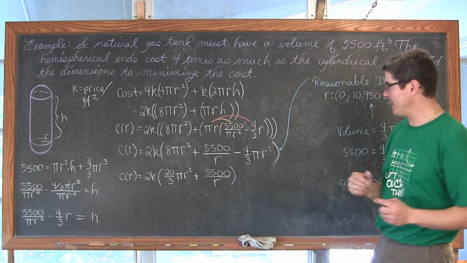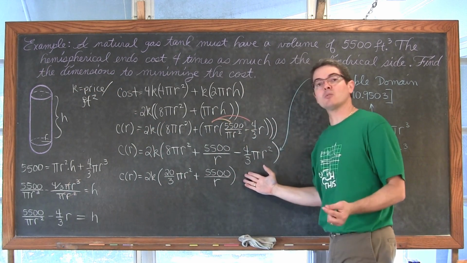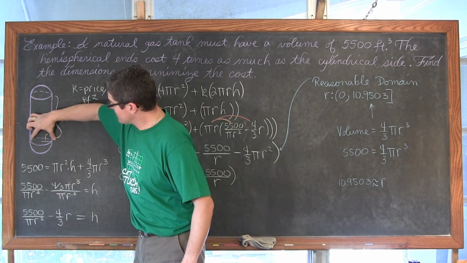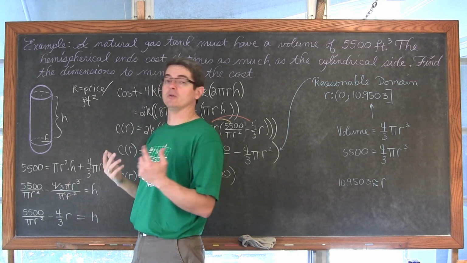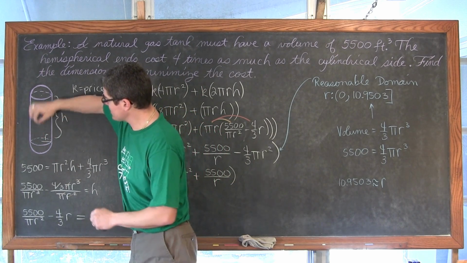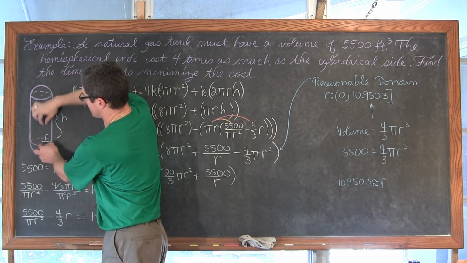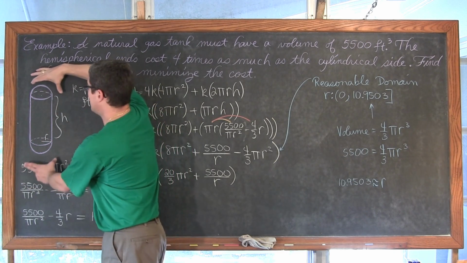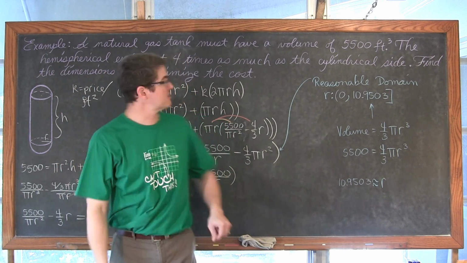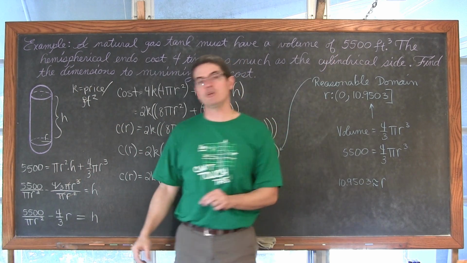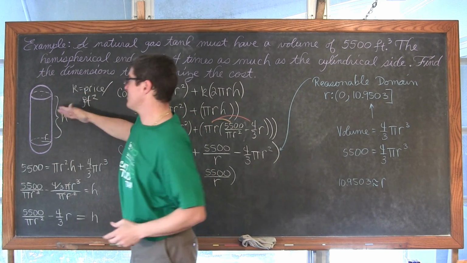Okay, reasonable domain. Now that I've got my function just in terms of r, the radius of my tank can approach 0, which isn't going to be very efficient for holding natural gas, but I can also let this r value increase, and as it increases, the height of the tank is going to be allowed to reduce to keep that fixed volume of 5,500 cubic feet until eventually you could just let the radius expand until the height is 0.